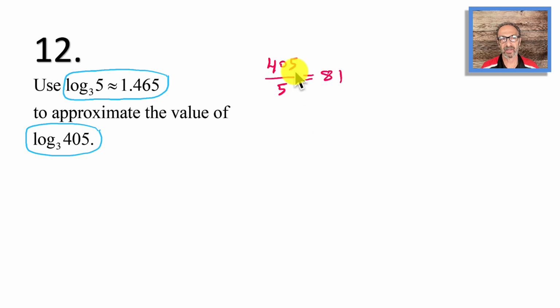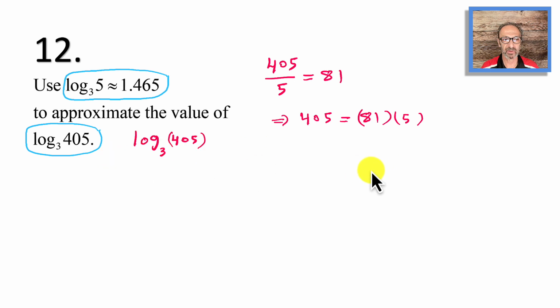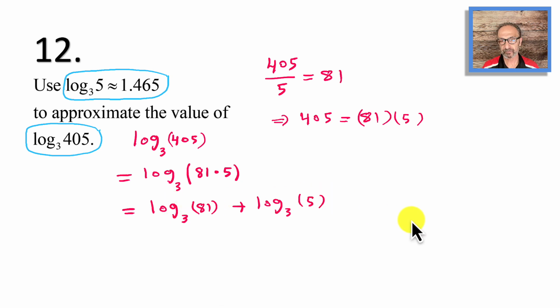Now 405, how many 5s in it? 81. If you divide by 5, you get 81. So I could rewrite 405 as 81 times 5. Here we go. Log 405 base 3 equals log 81 times 5 base 3. To break this down, a multiplication property will make it 2 logs with the same base 3. This is what we have.